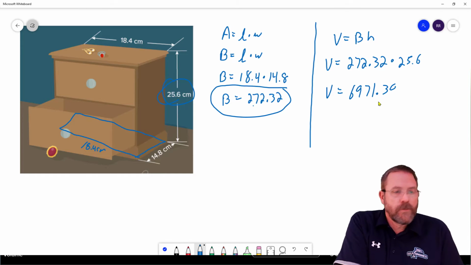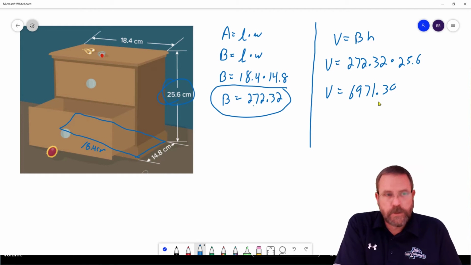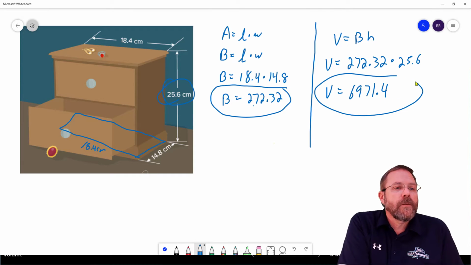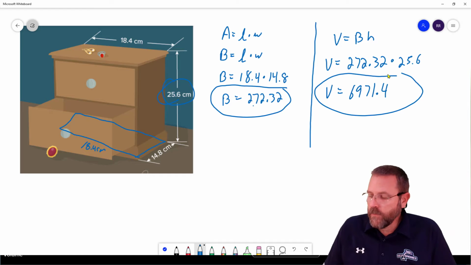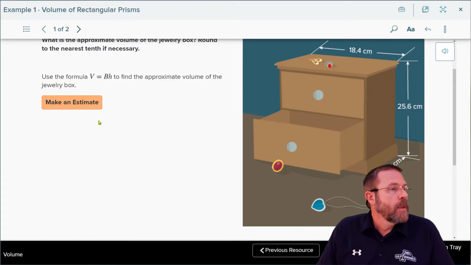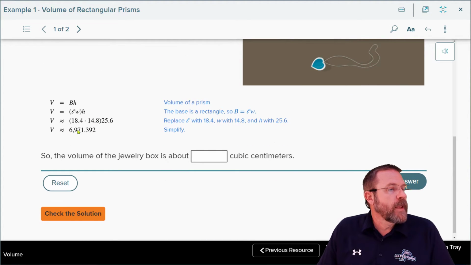Actually, I think that said the nearest tenth, didn't it? Which means we're going to actually do that to 0.4. So 6,971.4 cubic centimeters will be our answer. Jump back over to our problem, which is right here. And you can see that's exactly what they came up with in their problem.